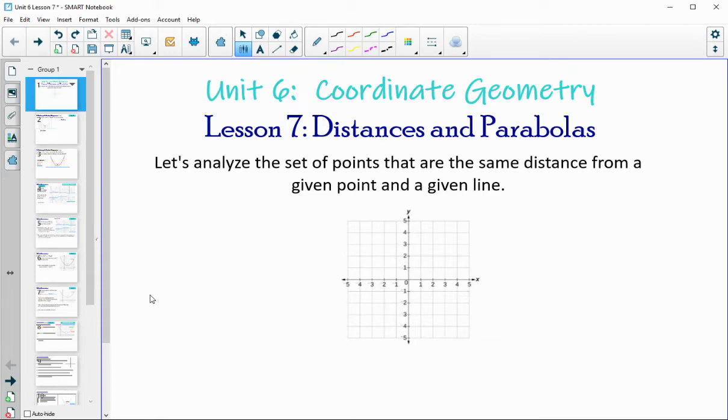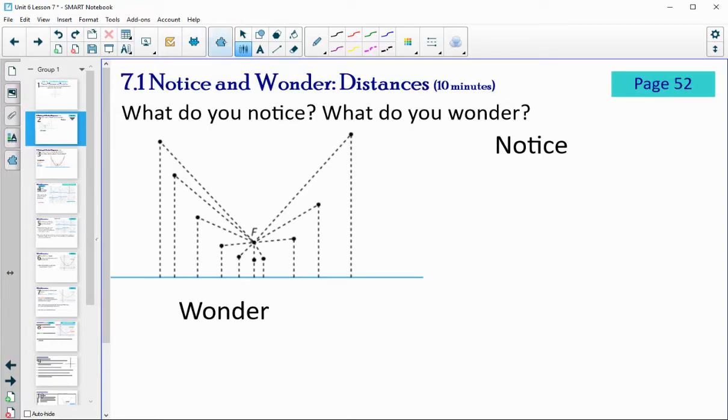In lesson 7, we are going to analyze the set of points that are the same distance from a given point and a given line. So this starts on page 52 with a notice and wonder. Go ahead and look at the image there, write down a couple of things that you're noticing and wondering, and then come back to the video.